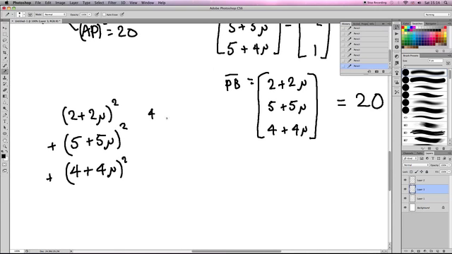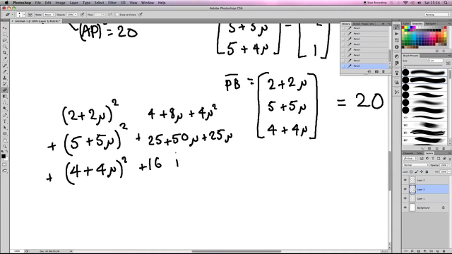So square the first, double the product, and square the last. Again, square the first, double the product. What's the product? It's 25, and square the last. Square the first, double the product. Oh no, I'm done. It'll be 16, so 32, and square the last. Wow, we've got loads of stuff to do.